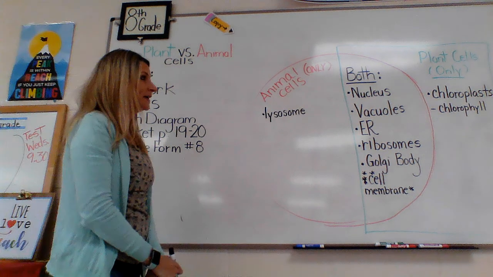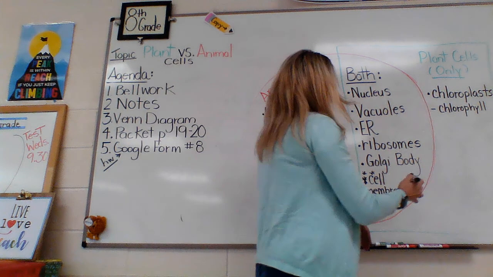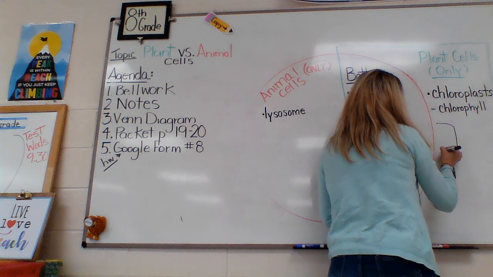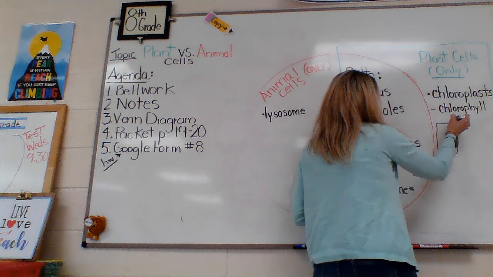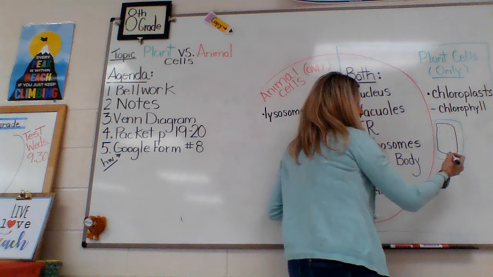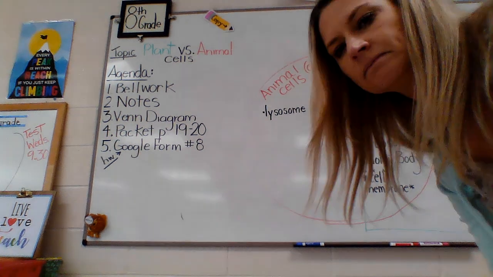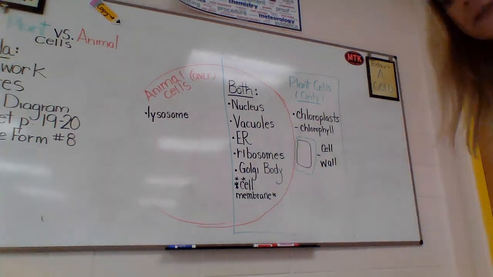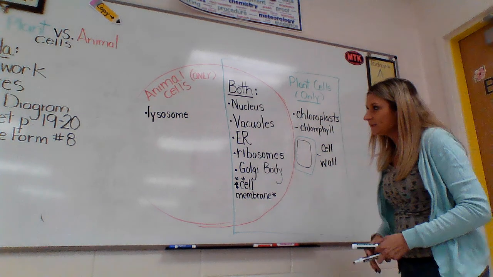However, because of the square or rectangular shape, there's an additional structure on the outside. Even though they have a cell membrane, on the outside of the cell membrane, a plant cell actually has a cell wall. So we're going to add that, and we're going to say only in plant cells do we have what we call a cell wall. I'm just going to tilt this so you can see a little bit better. So we have chloroplast, chlorophyll, cell wall. We have only lysosome that seems to be over there.